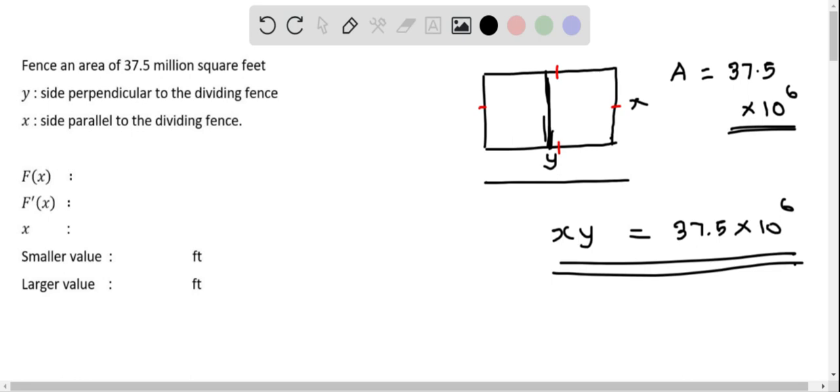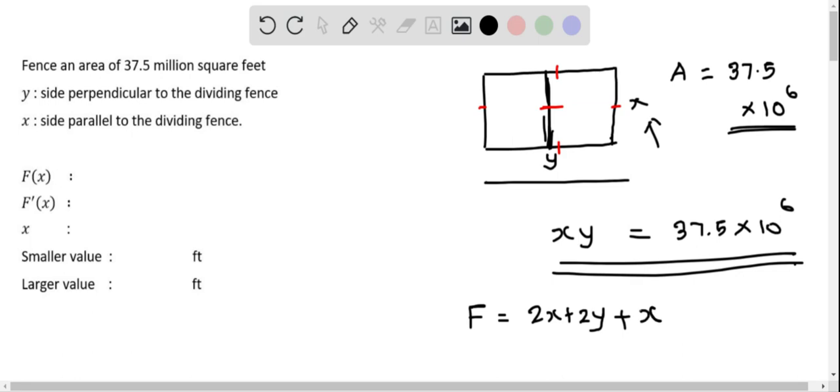Now we have to write an expression for f of x, where f represents the total length of the fencing. Since the farmer has to fence all the four sides as well as the dividing fence, let's write an equation for f. So f is basically the perimeter of the rectangle, which is 2x plus 2y, and we should also add the dividing length, which, as you can see from the diagram, is parallel to the side x. So this is basically equal to x. So this is the expression.